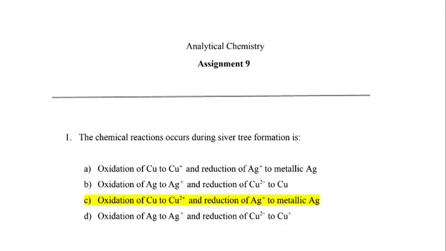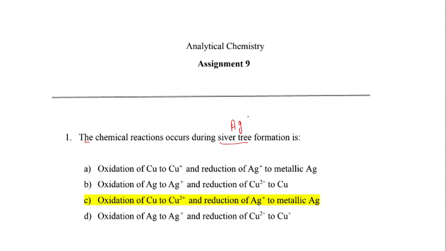It is assignment number 9 of the previous semester, which is completed. So I will explain this question, how to answer this type of question, and the concept behind these questions. The first question is: the chemical reaction that occurs during silver tree formation. Silver tree is nothing but deposition of silver on copper.